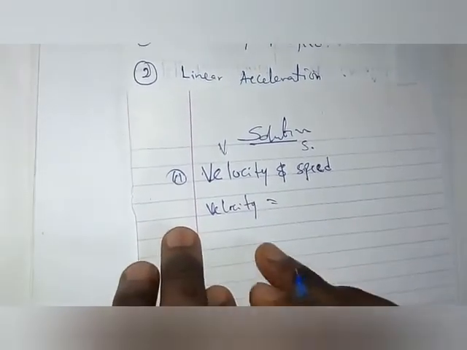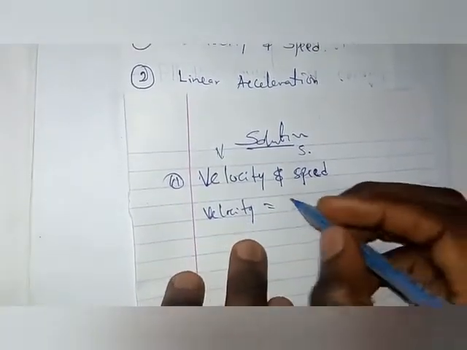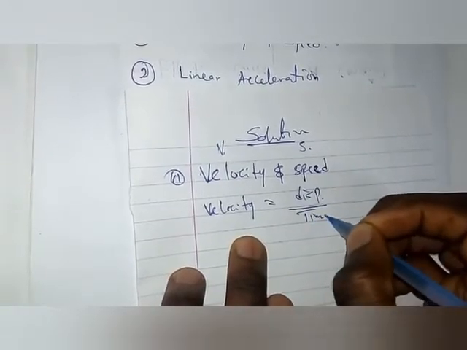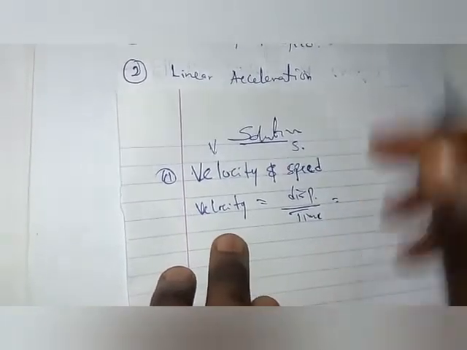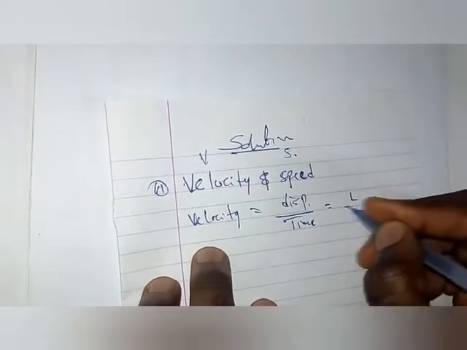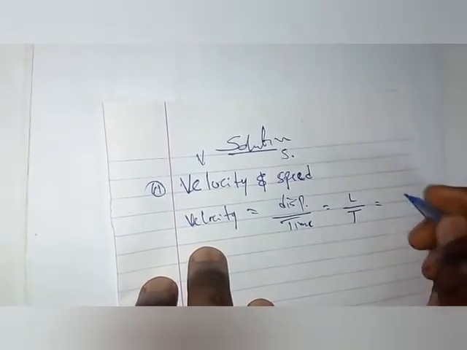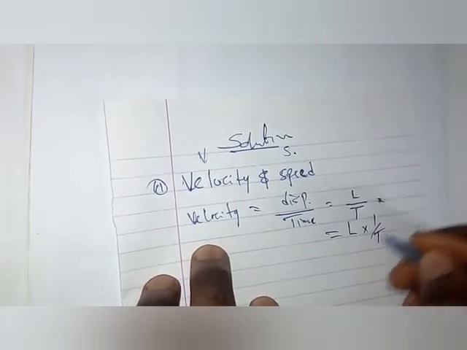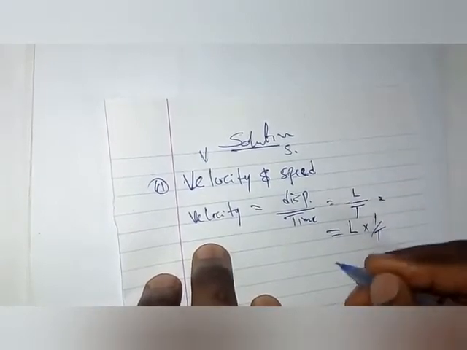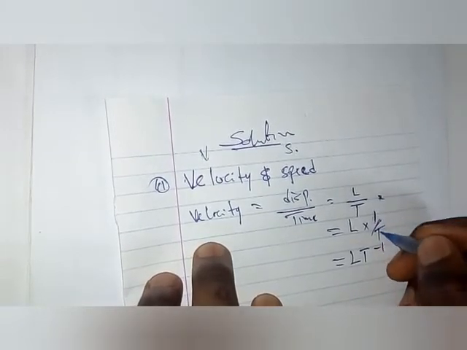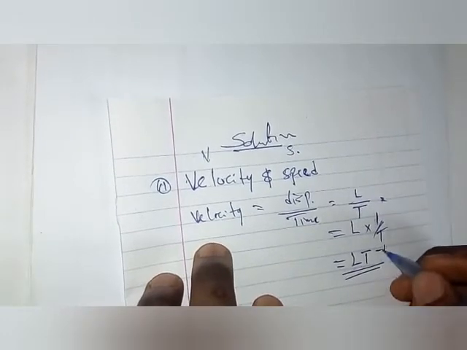According to the formula, velocity is displacement over time. Since we know that we represent displacement with L and time with T, we have L over T, which is the same thing as L multiplied by 1 over T. So use your law of indices in mathematics to convert this to L T raised to the power of minus 1, which is the same thing as 1 over T. So that's why we have the dimension as L T raised to the power of minus 1.